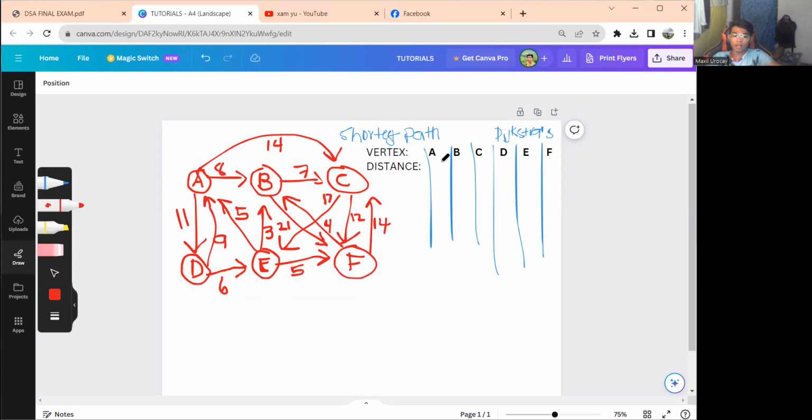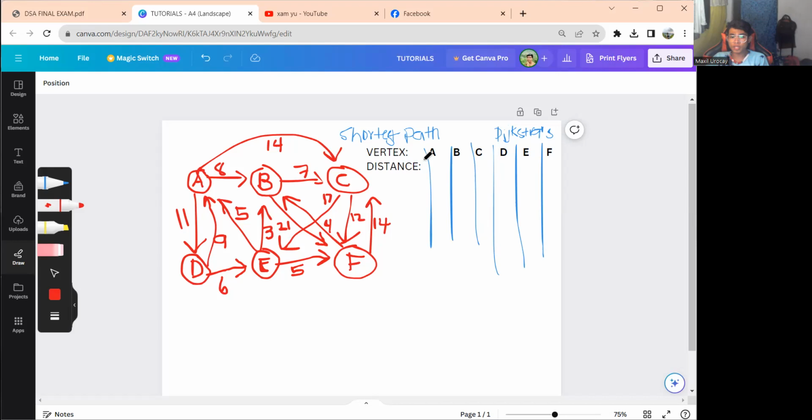So the shortest path algorithm, as I mentioned, is defined as the minimum cost route. So we are looking for the vertices that have the minimum cost or the least weight edges. Examples of shortest path algorithms are Dijkstra's algorithm, Bellman-Ford algorithm, and many more. But right now, we will focus specifically on Dijkstra's algorithm.